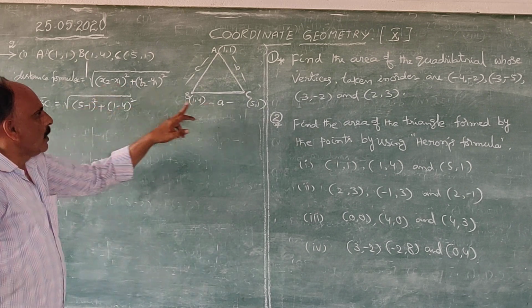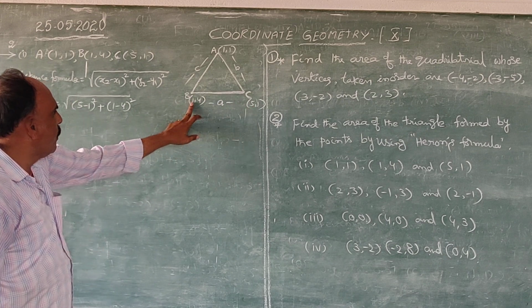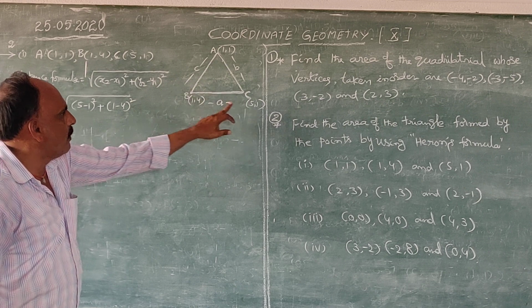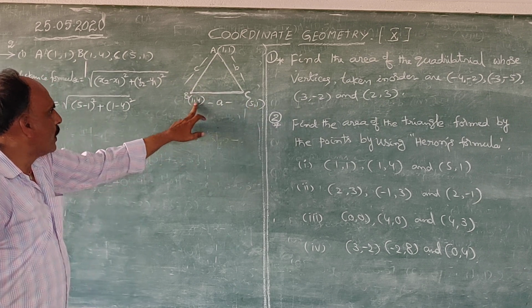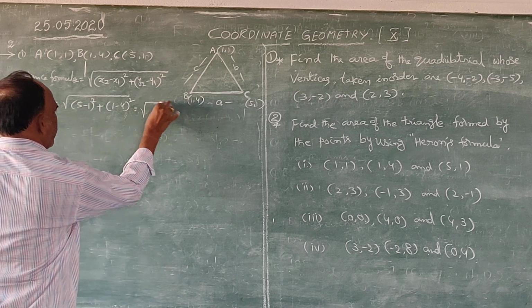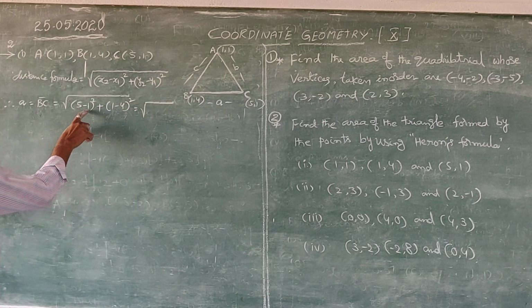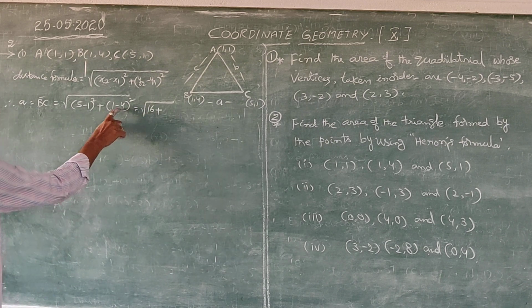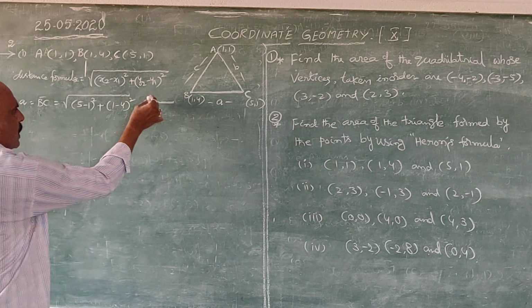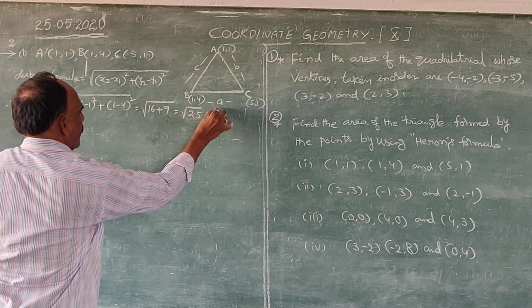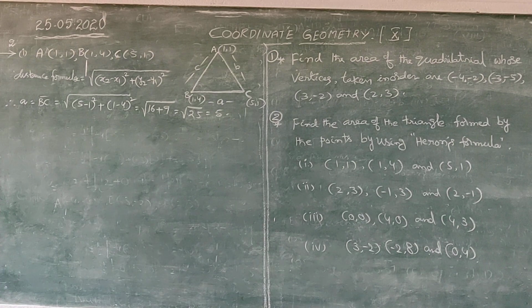x2 minus x1, x2 is 5, x1 is 1. So (5 minus 1) whole square, plus y2 minus y1, y2 is 1, y1 is 4. So (1 minus 4) whole square. That is equal to the square root of 5 minus 1, 4, 4 square is 16, plus 1 minus 4, minus 3, minus 3 square is 9. So root 25, the value is 5.